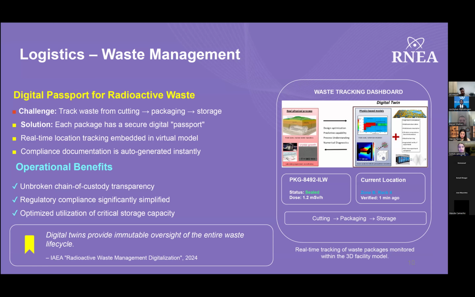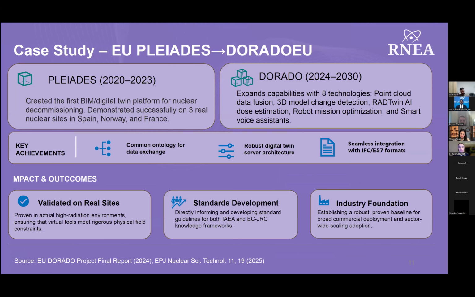So we move on to look at our case study. So let's ground this in reality. We'll look at the EU's journey from Pleiades to Dorado. So Pleiades built the first BIM-based digital twin platform specifically for nuclear decommissioning. It was successfully demonstrated on 3 real sites in Spain, Norway, and France.